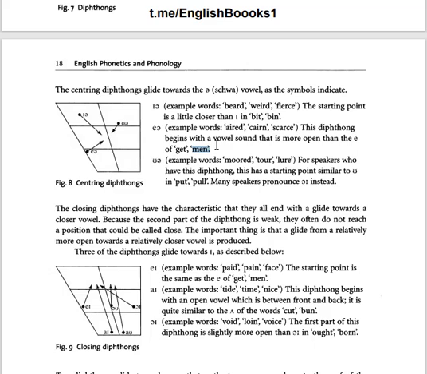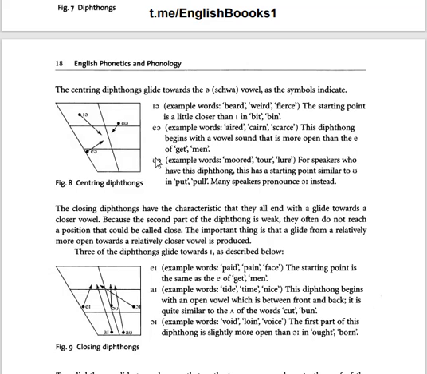That means starting in a, ear, eared, keer, scarce, ears. This diphthong begins with a vowel sound that is more open than the a of get and men.